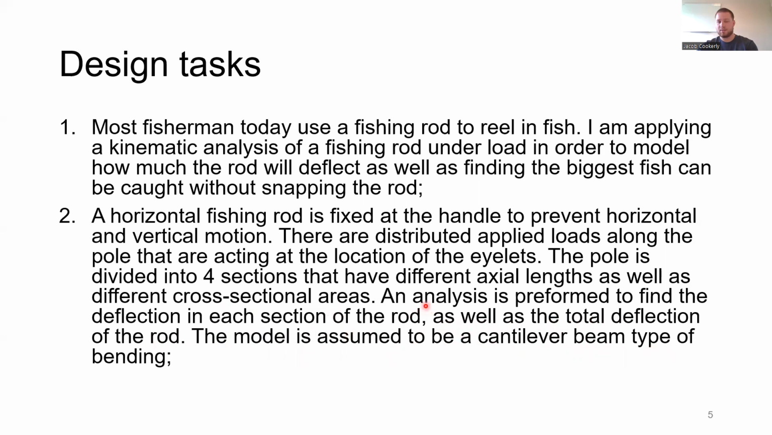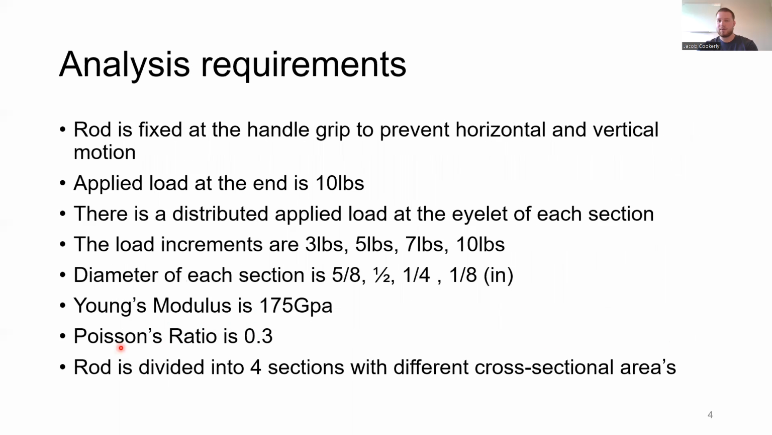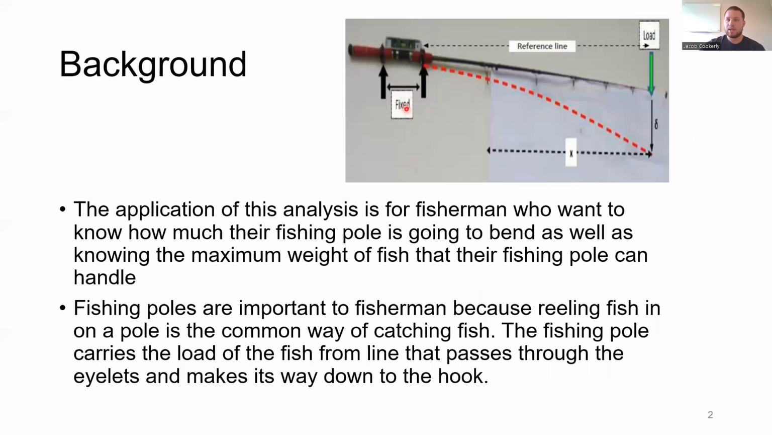So basically what I mean by the last 2 sentences is that analysis is performed to find the deflection in each section of the rod as well as the total deflection of the rod. Like I said earlier, we have 4 sections because we have 4 eyelets, and they all have a certain length and a certain load. So we're taking the deflection of section 1, the deflection of section 2, the deflection of section 3, and then the deflection of section 4.